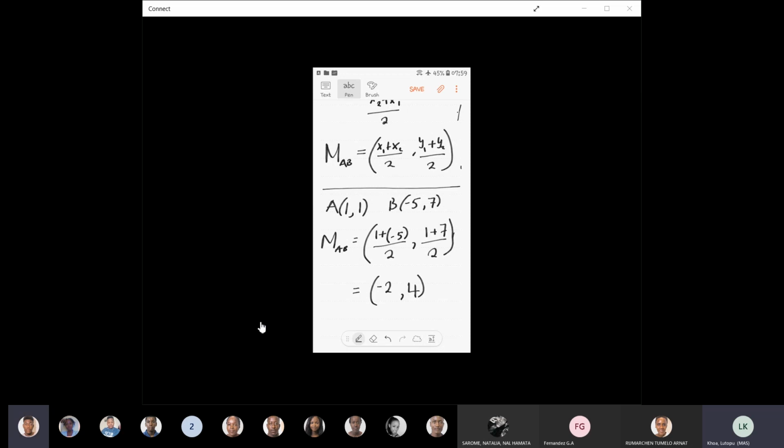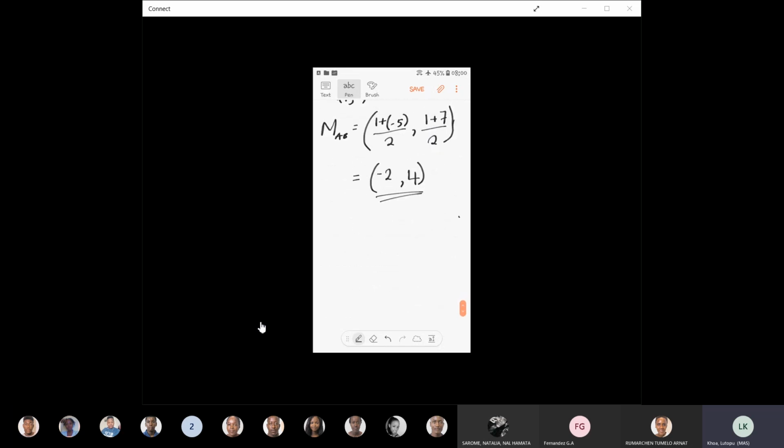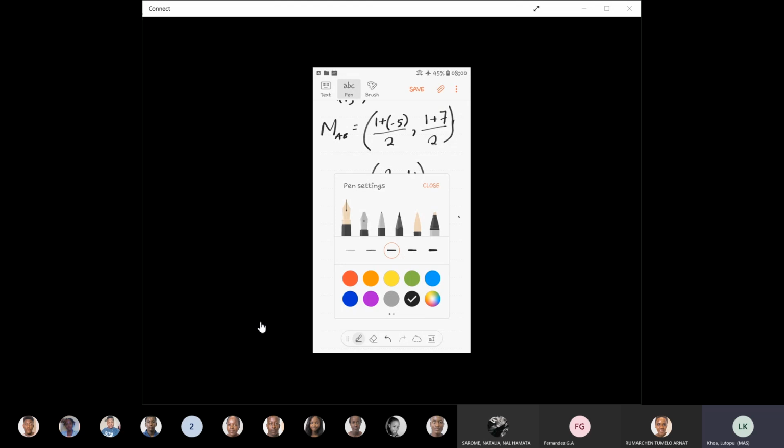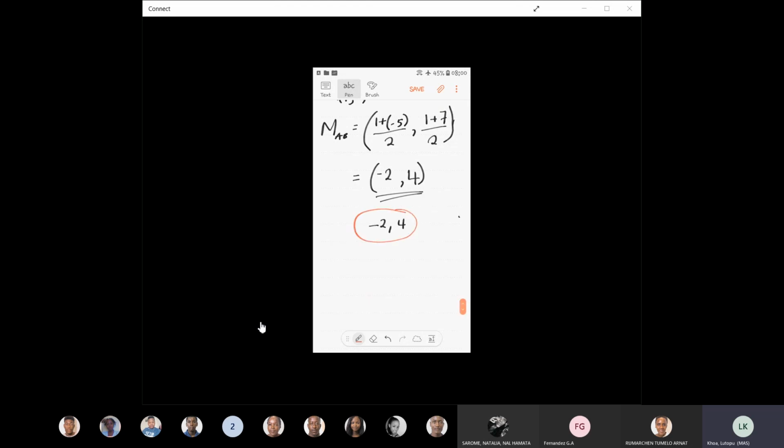Notice here, the midpoint is a point. That's why it's called a midpoint. It's not a distance, so I don't put units. I leave it like that. All our coordinates must be in brackets like this: brackets, an x coordinate, and a y coordinate. So I do not write something like -2, 4 as a fraction. Please, this is wrong.